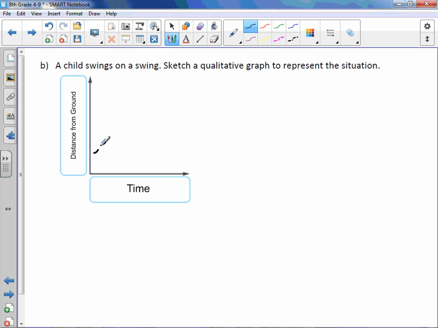So we get higher off the ground and go back to that same level. Higher from the ground and go back to that same level. Higher and go back to that same level. Now eventually they'll slow down and the graph will show these getting smaller as well.